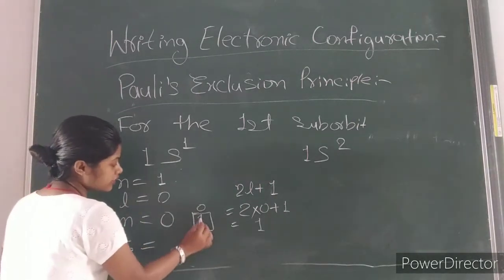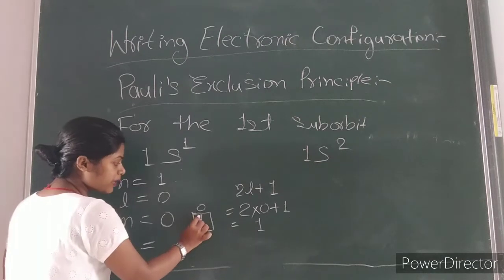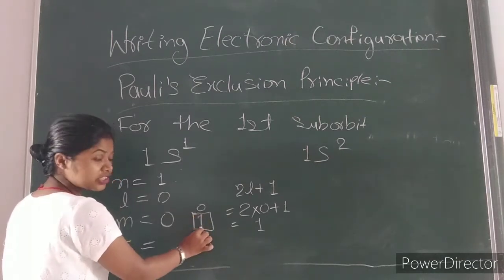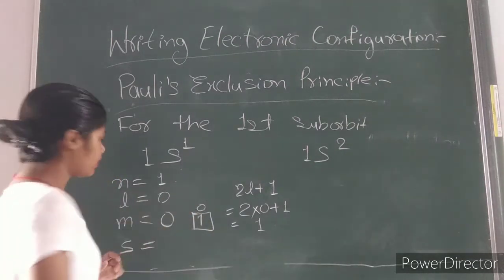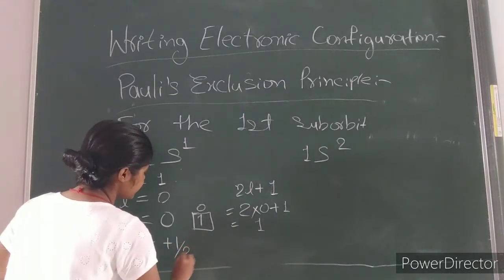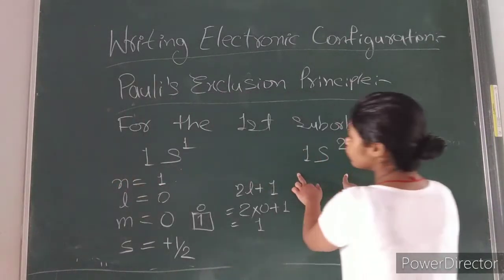Since our electron is filled and it is unpaired and it is in the upward direction, its spin quantum number will be plus half only. Okay students, now let's move on to 1s2.